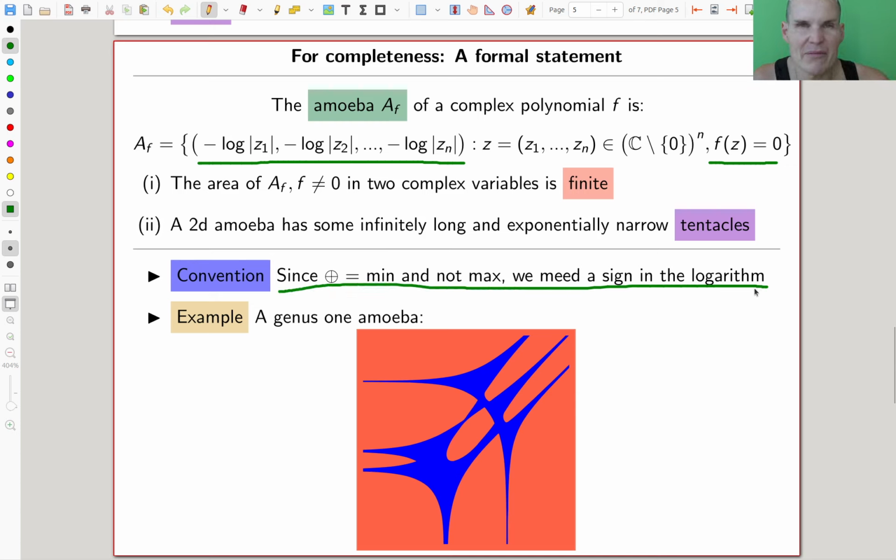So traditionally there was no sign, and that corresponds to using the max in tropical geometry. If you're using the min, put a sign there, forget the sign. But what's really happening is we take the log of the coordinates of the zeros of the polynomial. Yeah, here's an example.